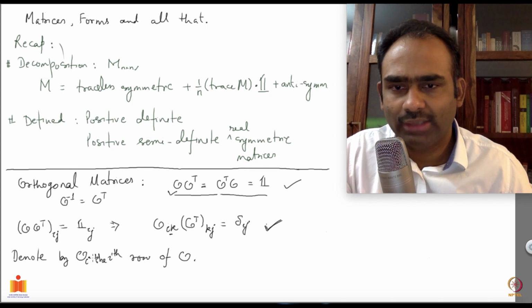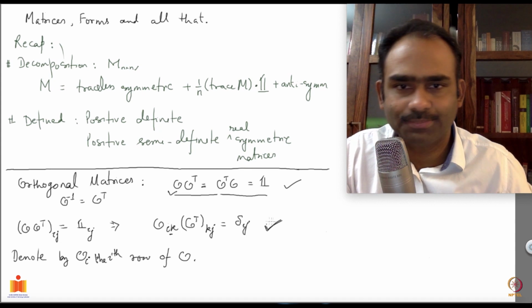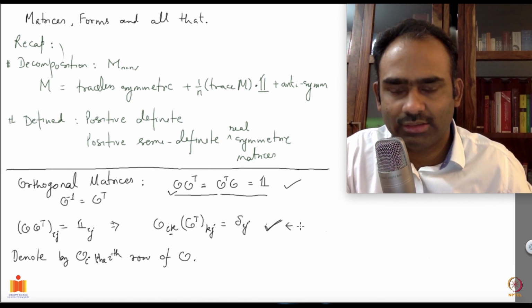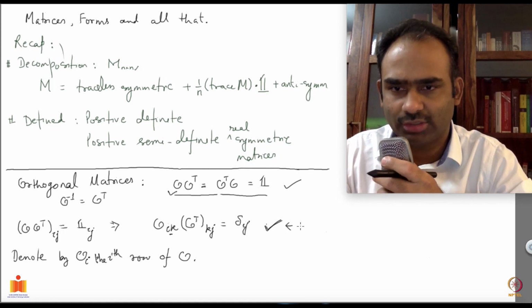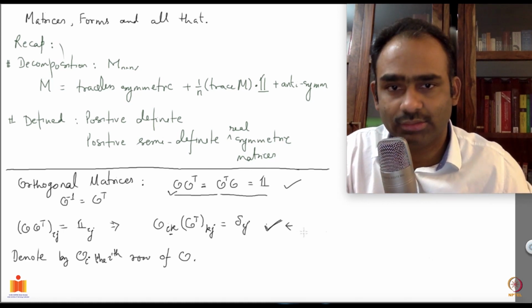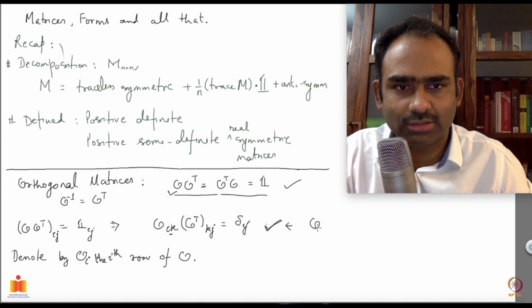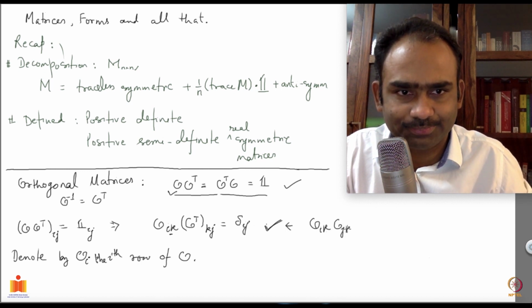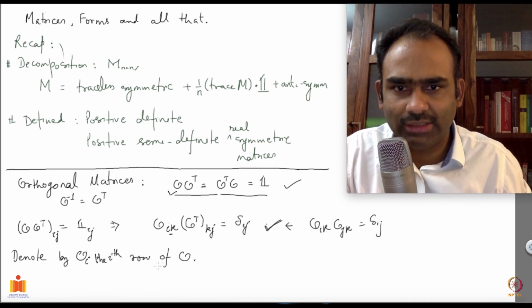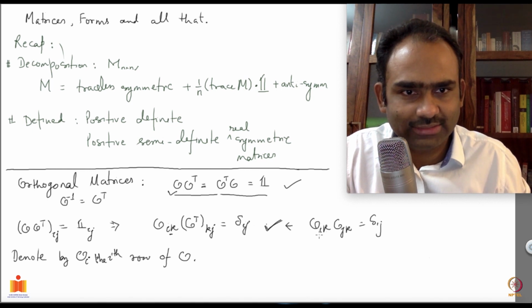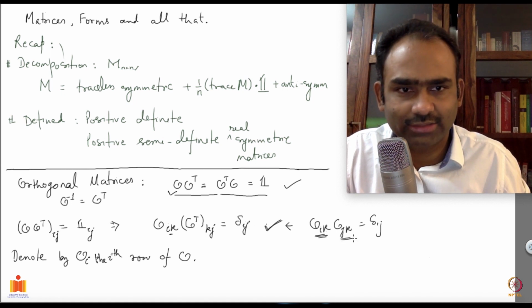So we denote by O_i the ith row of matrix O, and I will turn this equation into a relation involving dot products of any two rows. So let's write this as O_ik, and O transpose kj will be O_jk, and this is delta_ij. If I am denoting by O_i the ith row of O, then this is a dot product between the ith row and the jth row.